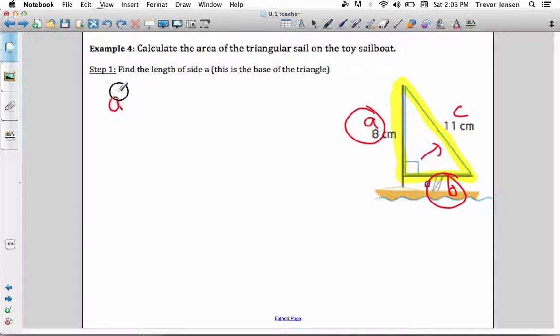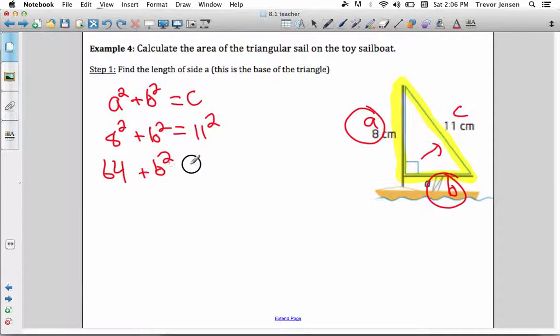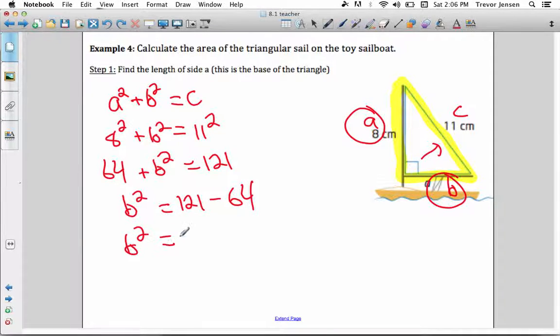So remember, the Pythagorean theorem tells us a squared plus b squared equals c squared. I know the length of a. That's 8. So 8 squared plus b squared equals c squared. I know c. c is 11. So 8 squared plus b squared equals 11 squared. Well, 8 squared is 64, plus b squared equals 11 squared, which is 121. Now let's isolate the b squared. Move the 64 to the other side. I'm going to have to subtract it. So I have 121 minus 64 will give me what b squared is equal to. So I know b squared is equal to 57.